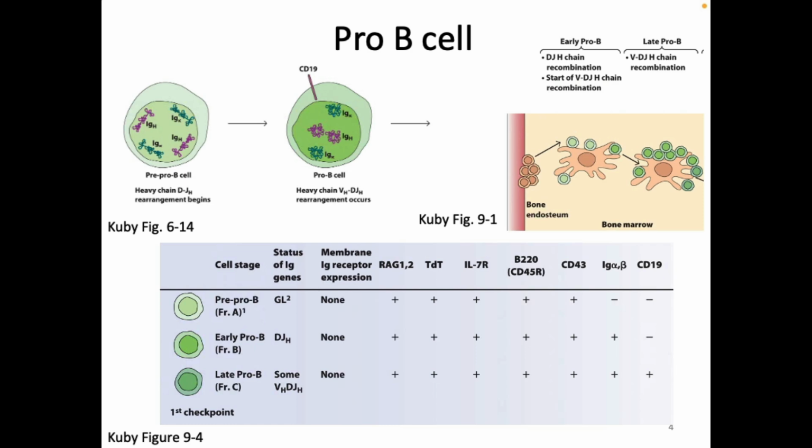Once we've done this recombination and put together a V, a D, and a J from the heavy chain, then we're going to test that heavy chain. Because why keep going with this process if the heavy chain you made failed, if the heavy chain you made is crappy?